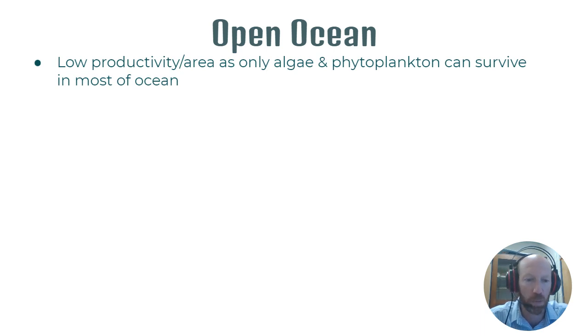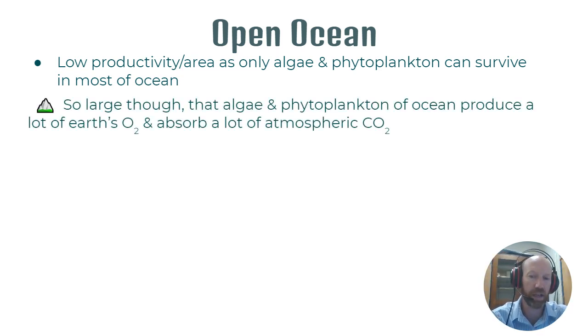And then we have the open ocean. So the ocean covers a significant portion of the Earth. It's the largest area of Earth, and it has low productivity per area. So if you take it per square kilometer, it has very low productivity in terms of plant growth. It's just too deep for any plants to actually grow. It only grows algae and phytoplankton. However, it's so big that all in all, the oceans produce a lot of Earth's oxygen and absorb a lot of the Earth's atmospheric CO2.